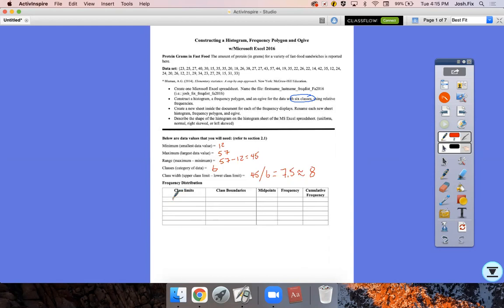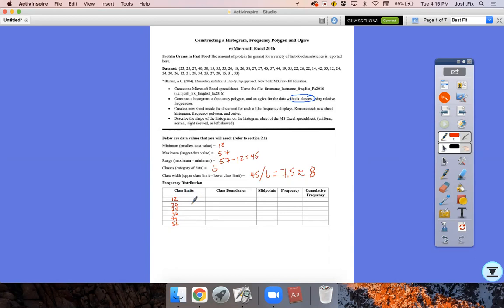Now, for our class limits, that means we start at 12. Our lower class limit for the second class would be 20, because it would be exactly the same apart. Then it'd be 28, then 36, then 44, and then 52.